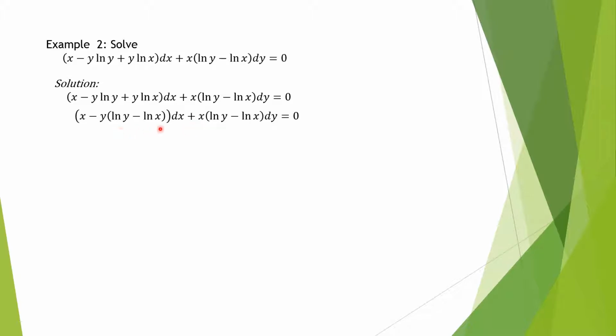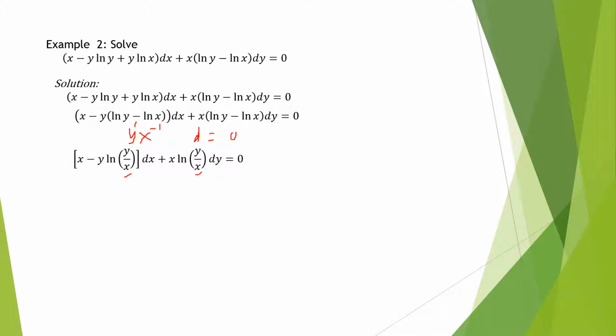Then ln of y minus ln of x is common here, and combining that, this is (x minus y ln of y over x) dx plus x ln of y over x dy is 0. Now again, that y over x can be written as y x to the negative 1. Now notice we can compute the degree. What is the degree of that y over x? It is 1 plus minus 1, so the degree equals 0.